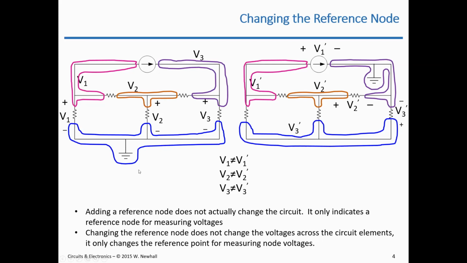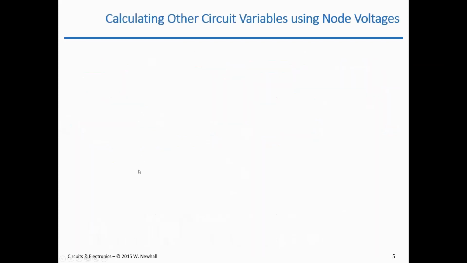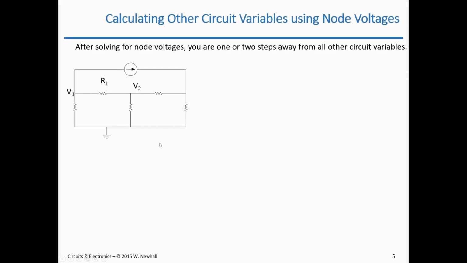So what I'm going to show you next is one step in that direction. It's both a step in that direction and a motivation for using node voltage analysis. Because after you solve for node voltages, you are only 1 or 2 steps away from all other circuit variables. So you're going to do node voltage analysis. It's basically simultaneous equations, and you're going to get all the node voltages. And then if you want to know a current through a resistor, or the power for a resistor, or the voltage across a resistor that's not connected to ground, you can do it in 1 or 2 easy steps.